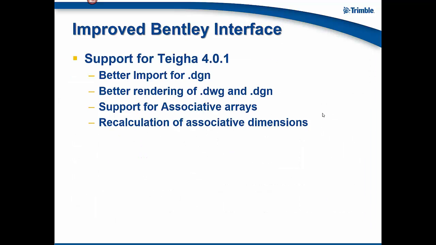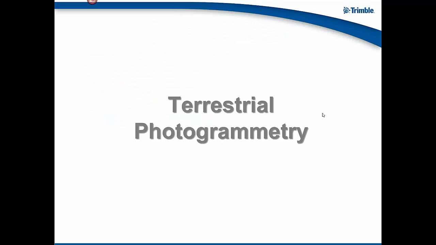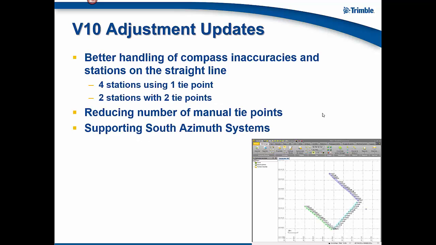We've improved our interface to Bentley, so we have some updates to the libraries that support DGN with support for some additional objects. On terrestrial photogrammetry, we have done some updates to V10 Adjustment, so we can now handle compass inaccuracies much better. This data set here, for example, would not even process in the earlier versions of TBC.